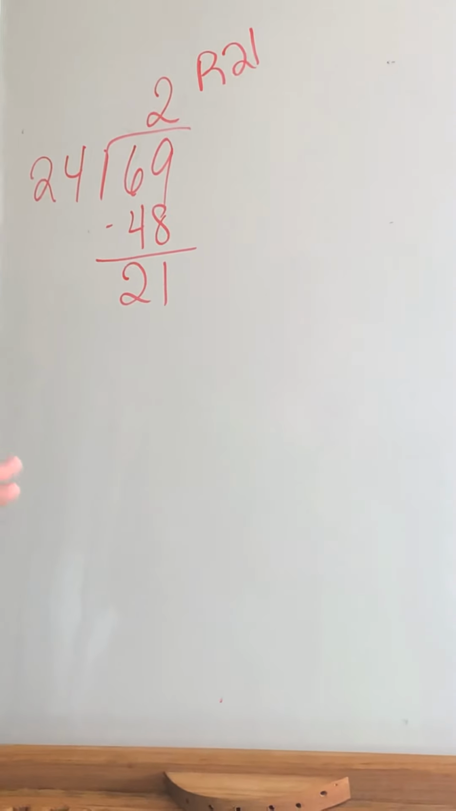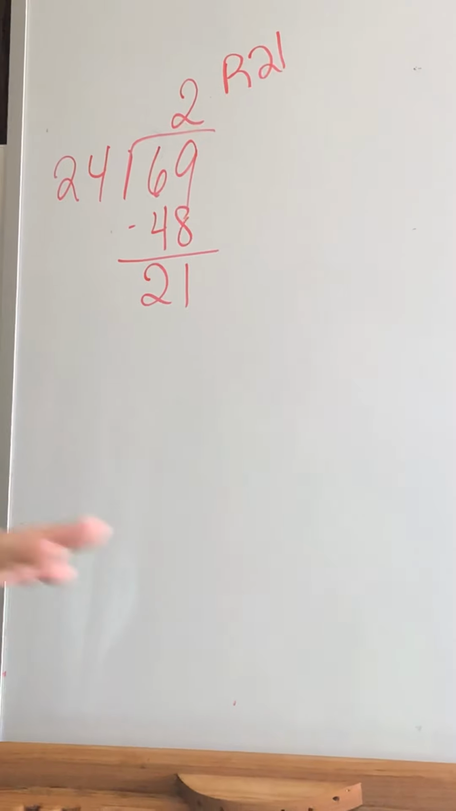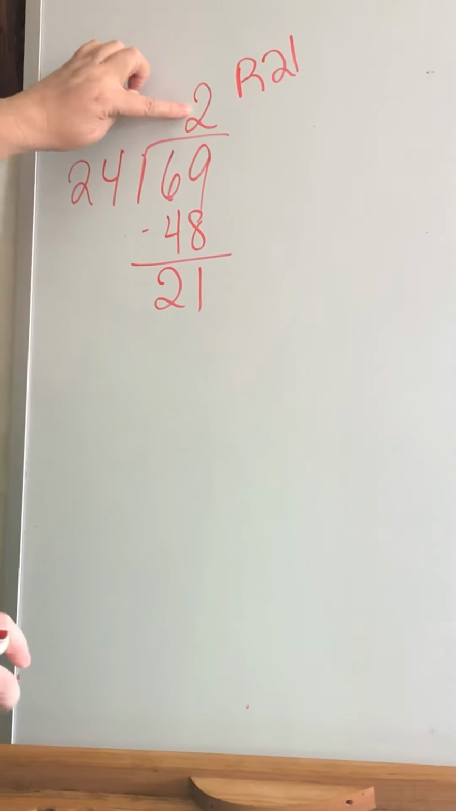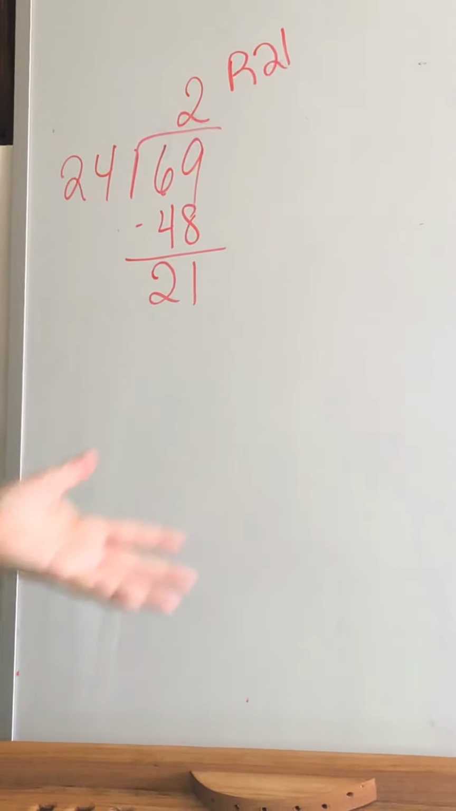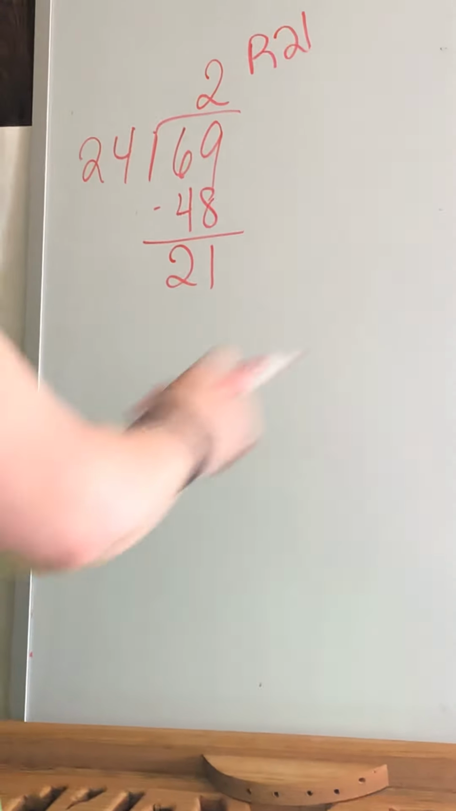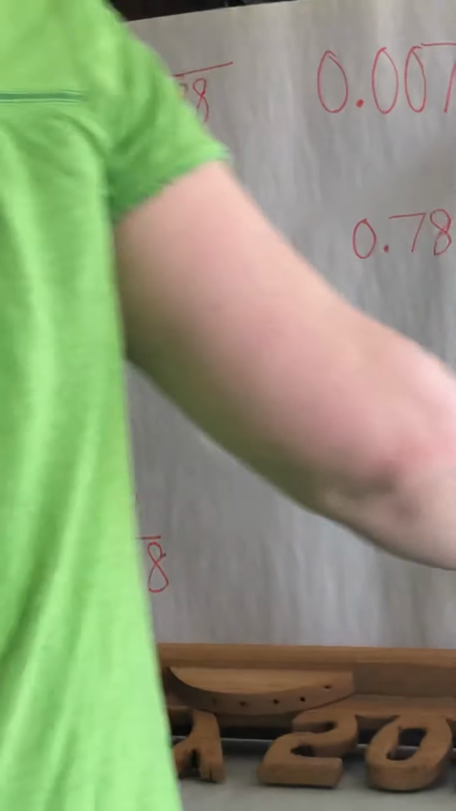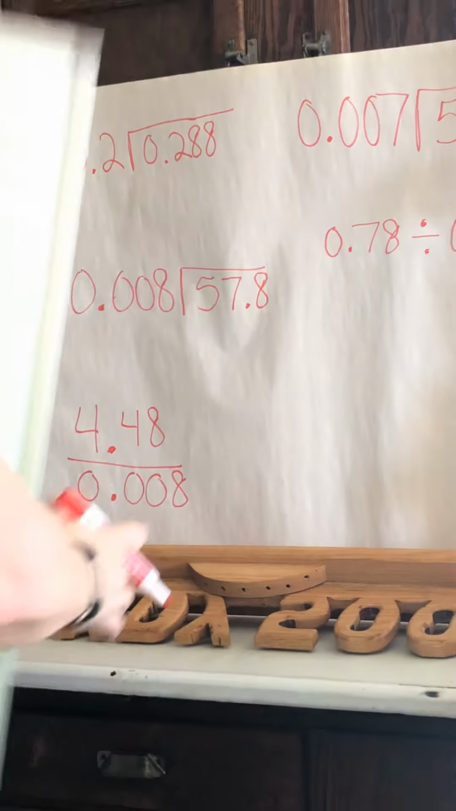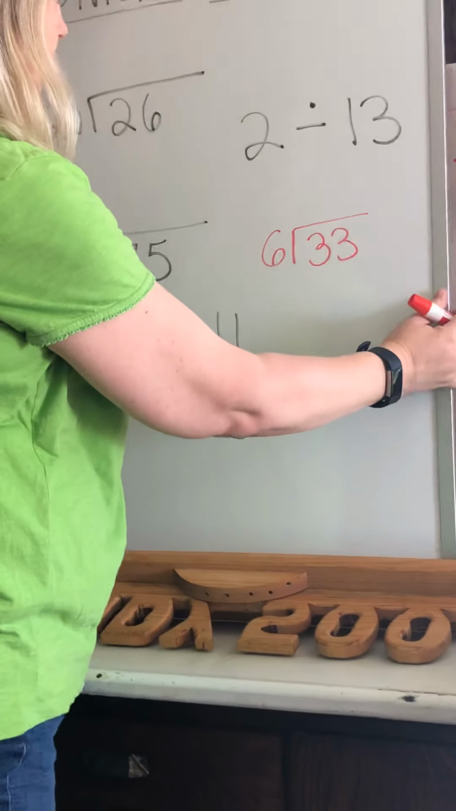And you're probably thinking, well, that's kind of weird. That sounds like a weird answer because this is so small, but the remainder is so big, but that just is how it happened, okay? So now what we're going to do is go to division with decimals.